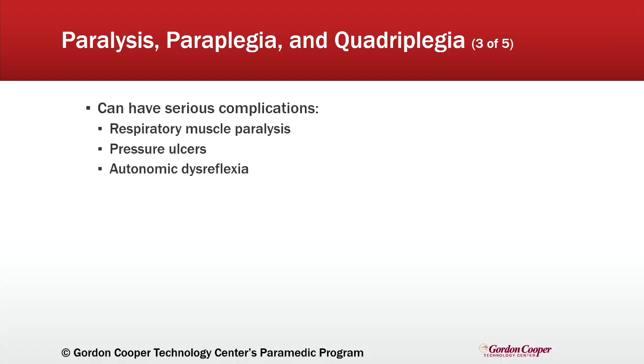Autonomic dysreflexia is a risk for patients with spinal cord injury-related paralysis. This condition is when a body stressor triggers catecholamine release from the autonomic nervous system, and this causes vasodilation above the spinal cord injury and massive arterial vasoconstriction below. The result is a dangerously high blood pressure.